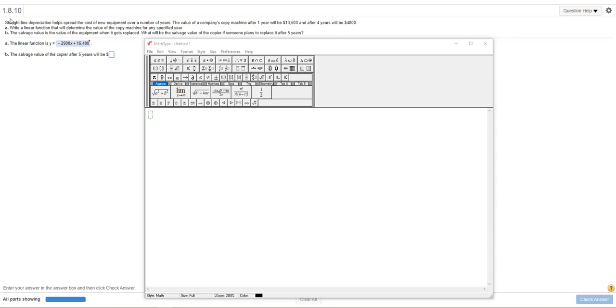This question is in section 1.8. I believe it's question number 18 in the homework assignment. It's asking us to write a linear function. We've got some straight line depreciation that helps spread the cost of new equipment over a number of years.